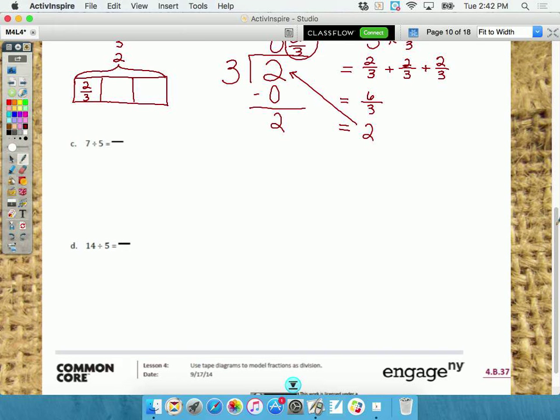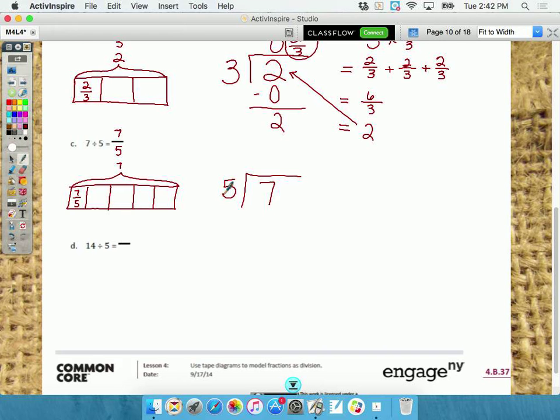7 divided by 5 equals 7/5. JC, help me out. What goes on the top of the tape diagram? 7. How do you know it's 7? Because it's the first number. It's the first number, and I'm not dividing by 7, am I? What am I dividing by? 5. I even know that 7/5 is my answer. What number, Gabe, goes in the doghouse? The 7. You need to get busy writing this down.